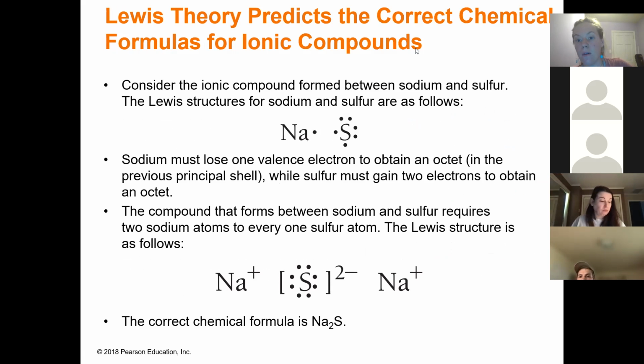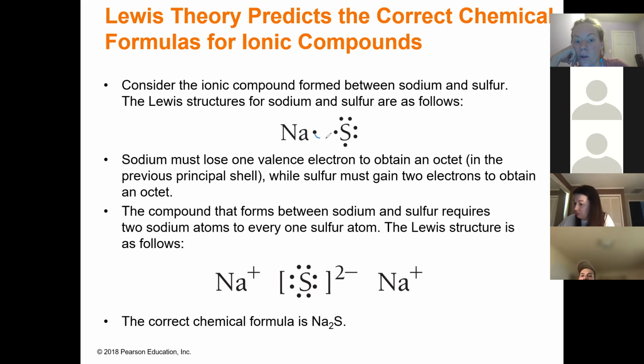sodium combined with sulfur. So sodium is in column 1. It has 1 valence electron to give. Sulfur is in column 6, so it has 6 valence electrons. So sodium is not going to eat 7 electrons. It's just going to give up its 1 electron. Sulfur isn't going to give up the 6 electrons. It's going to try and eat 2 electrons to get an octet.